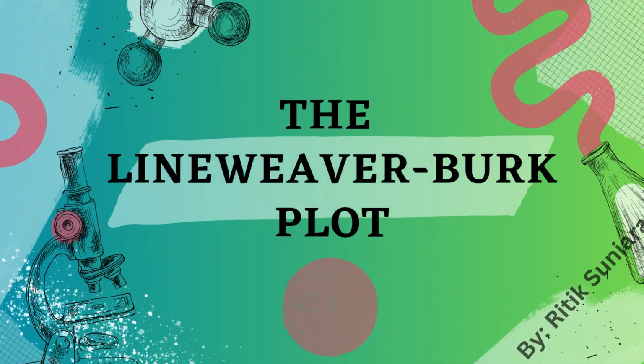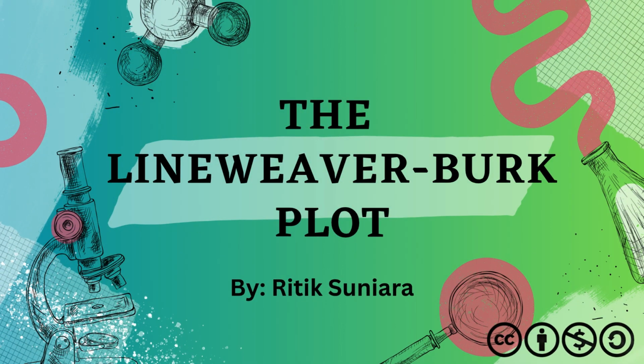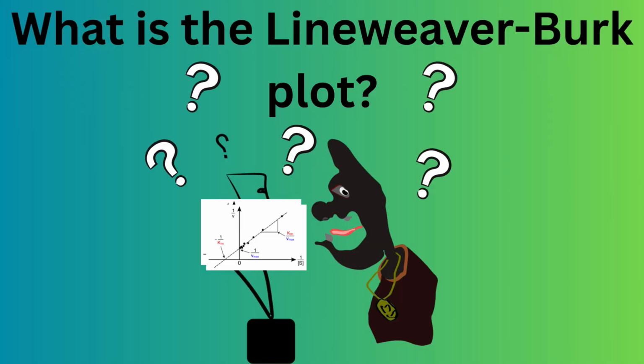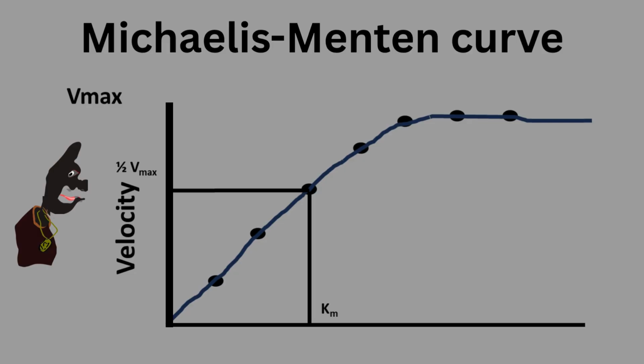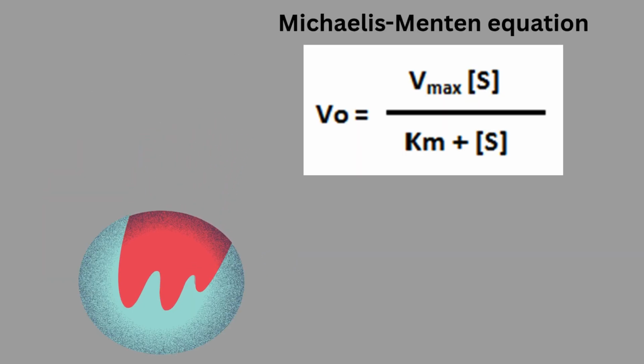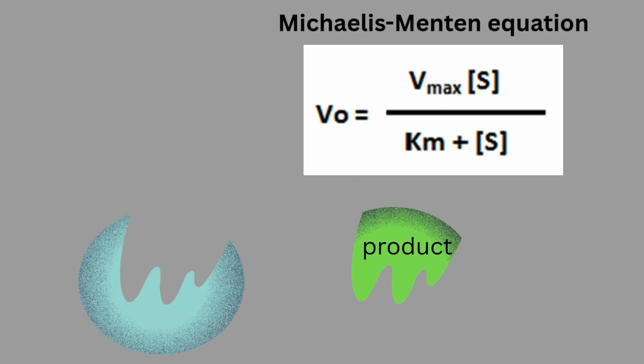In this video, I will explain the Lineweaver Burk plot. So what is the Lineweaver Burk plot? Well, to understand what a Lineweaver Burk plot is, we must first go over the Michaelis-Menten curve. It is based on the Michaelis-Menten equation and shows the rate at which an enzyme can catalyze the chemical reaction.